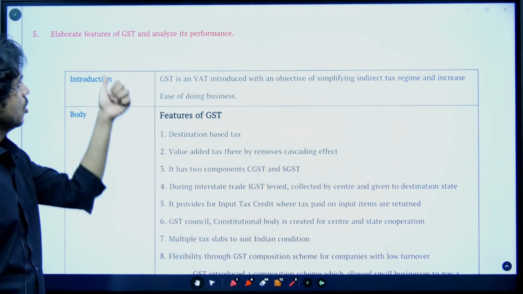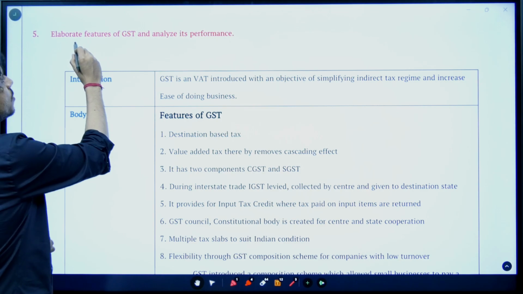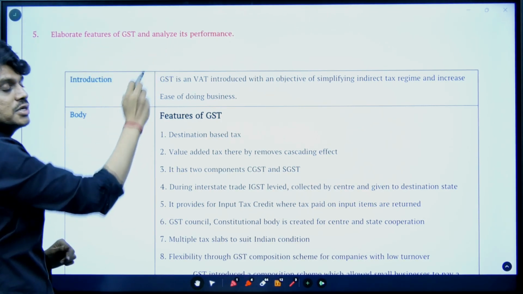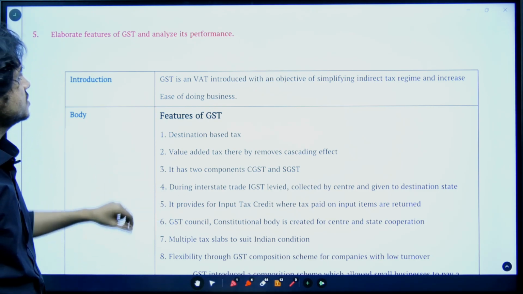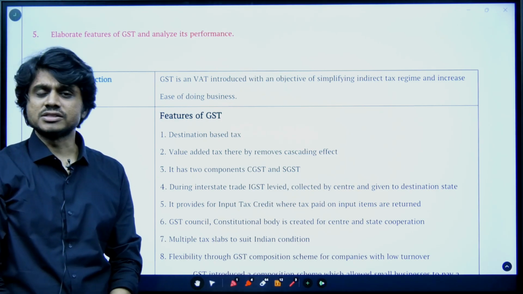Next question. Elaborate the features of GST and analyze its performance. So it has two components. First component is elaborating the features of GST, and the second component is analyzing the performance of the GST. Now what is GST? GST is nothing but the indirect tax.